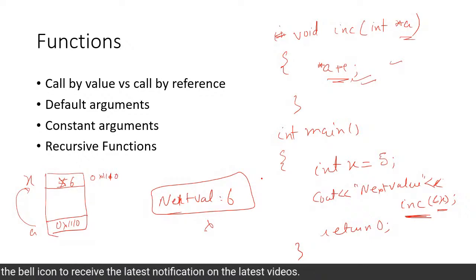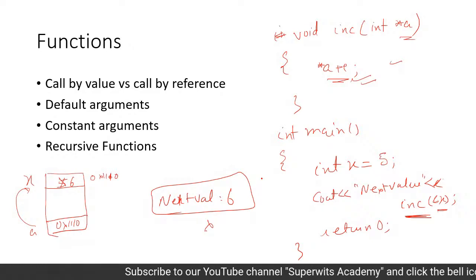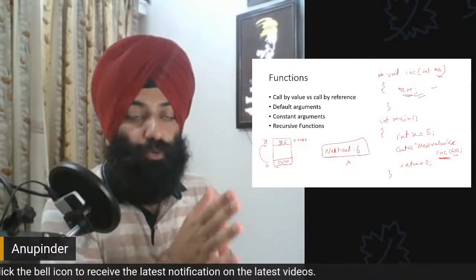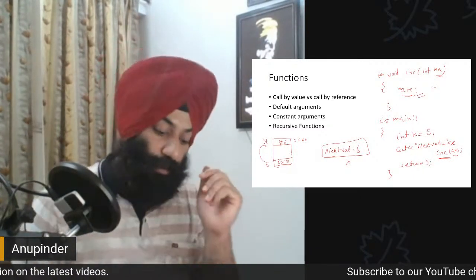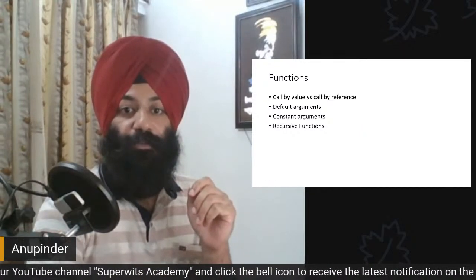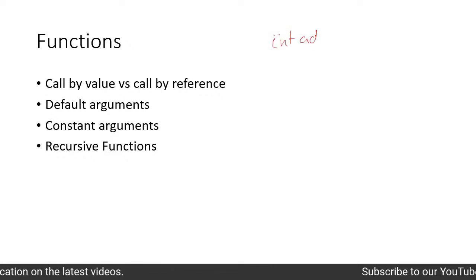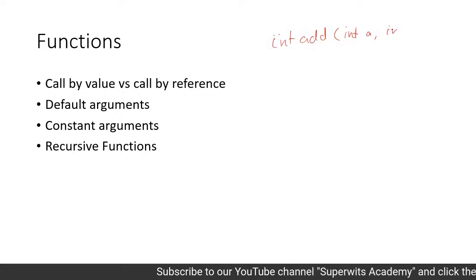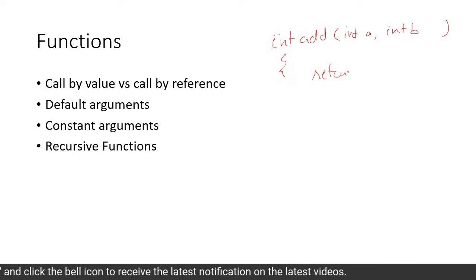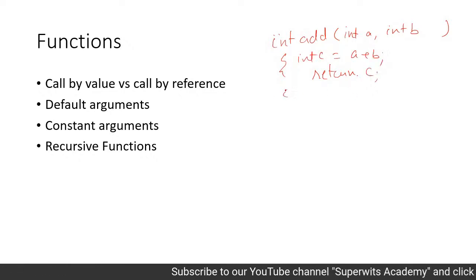Next, we are going to look at default arguments. Default arguments is another attribute added by C++. Default arguments allow you to give default values to a particular set of variables. Let me show you an example. Let's say I have an int function with a variable int a and int b, and in its block we write c equals a plus b, and return the value c to the calling function.